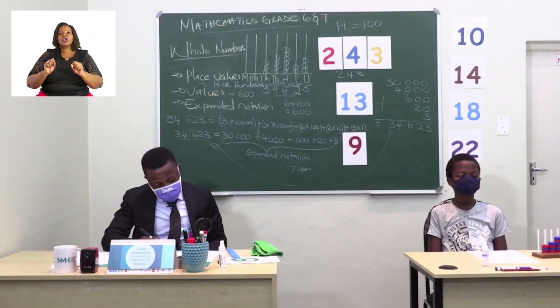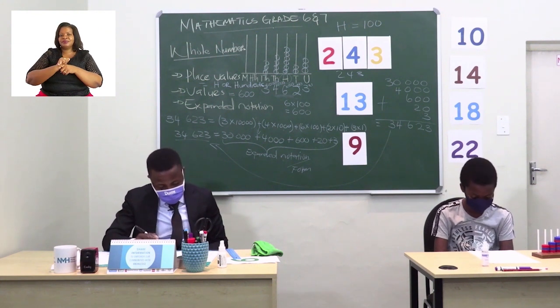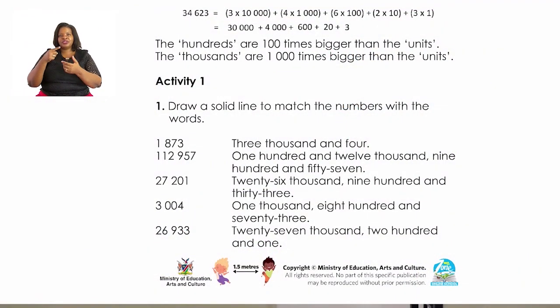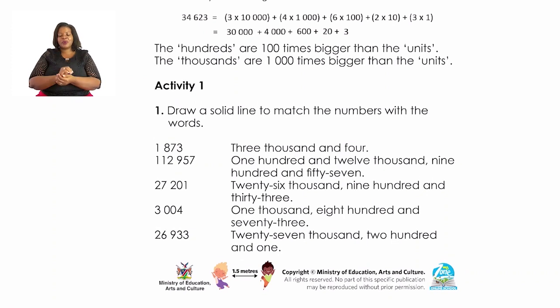Okay, let us now do the activity 1 on page 13. So we start with number 1. You need to draw a solid line to match the numbers with the words. So what you have to do is read the words and then look at the digits or the numbers to see which one corresponds with that statement.